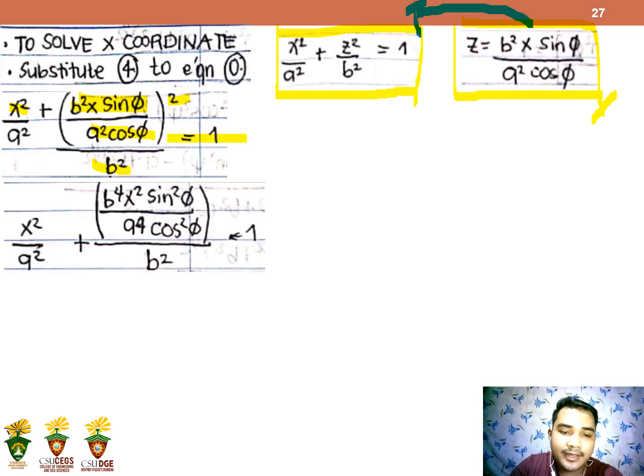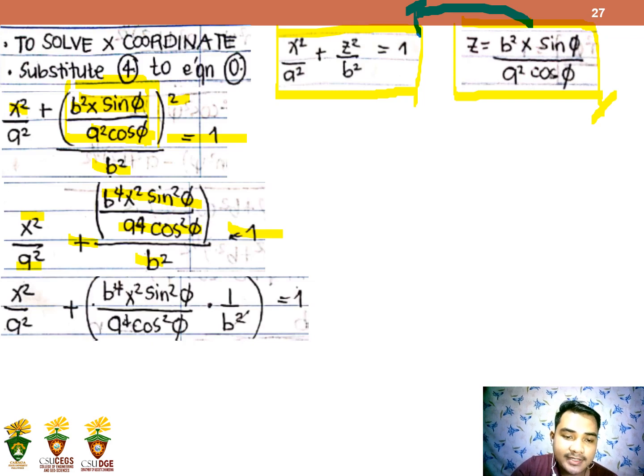Next is by mathematical manipulations. So a squared, nato ni nga equation kani diri nga part. So therefore we have x squared all over a squared plus b raised to the power of 4 x squared sine squared geodetic latitude, a raised to the power of 4 cosine squared geodetic latitude all over b squared. That is also equal to 1.